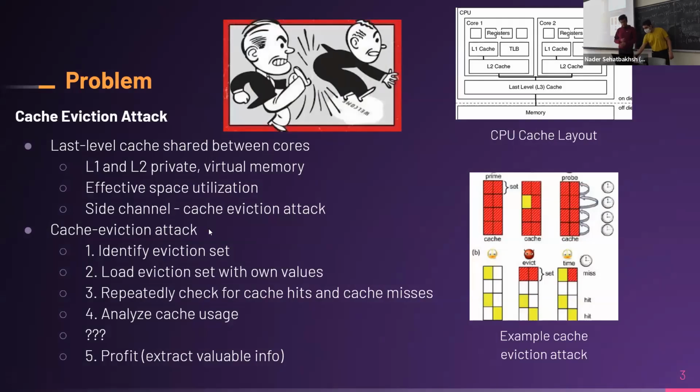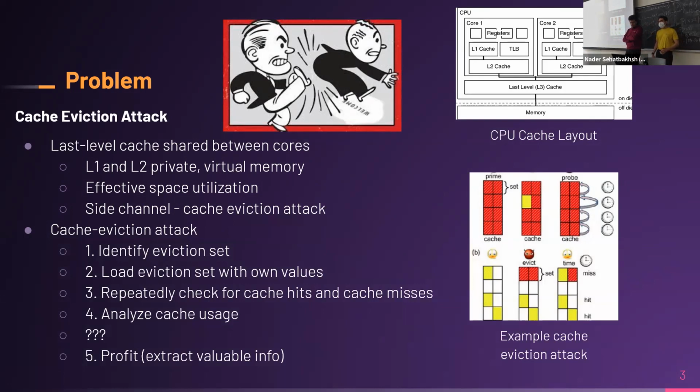So now we can talk about the problem, the cache eviction attack. If you look at the diagram on the top right, you'll notice that for each core, there are some things that are private to the core, and there's something that is shared between the entire CPU. The registers, the L1 cache, and the L2 cache are private to the core, but the last level cache, the L3 cache, is shared between both cores. And of course, the memory is shared between all the cores and all the CPUs as well.